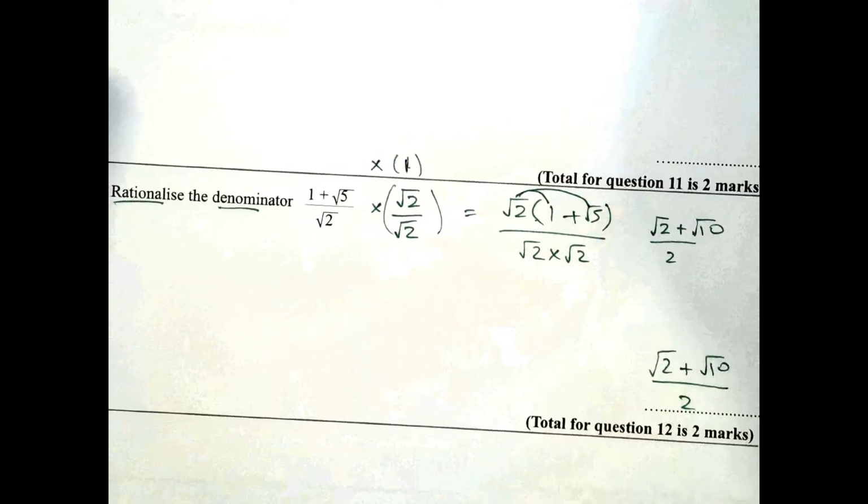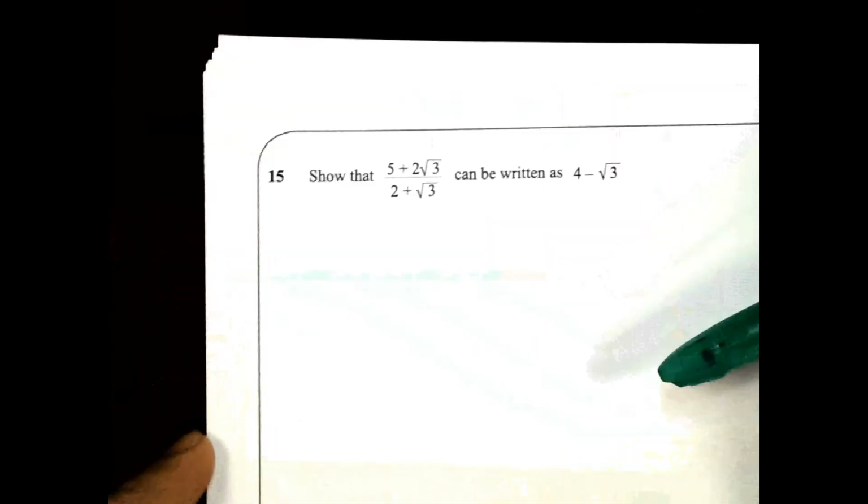Now we'll do one final question, one of the harder style questions, where we'll rationalize something that's a little bit more complicated looking. Which one do I like the look of? There's a few here which look interesting. That one looks good. So let's look at question 15 then.